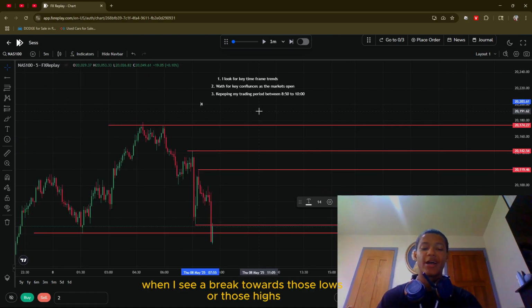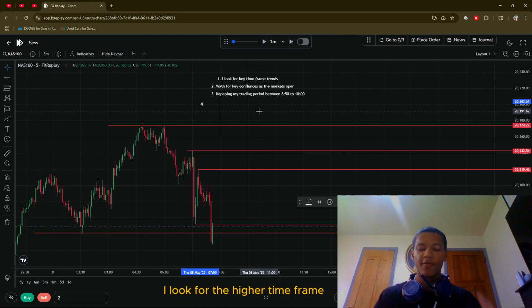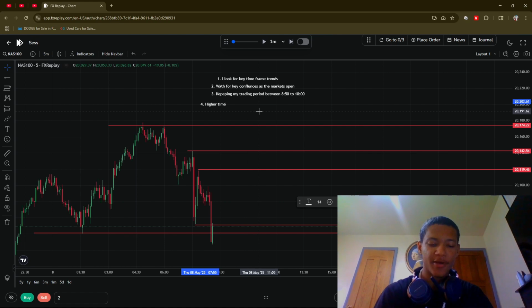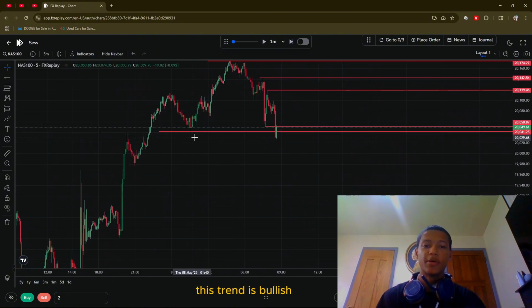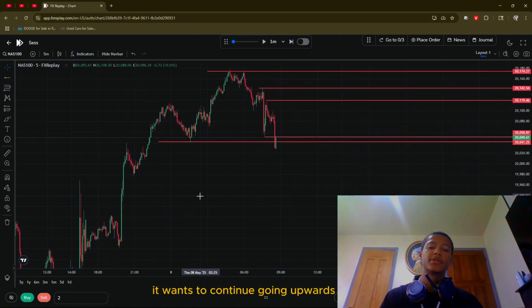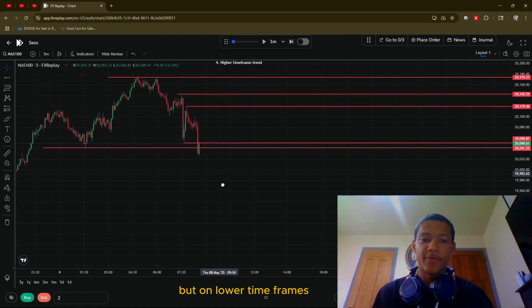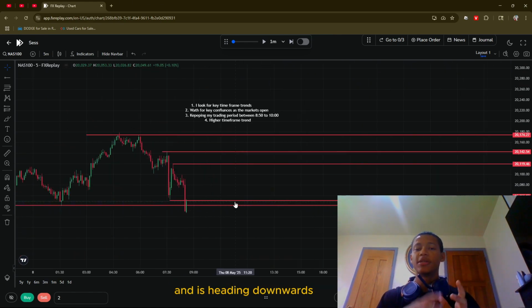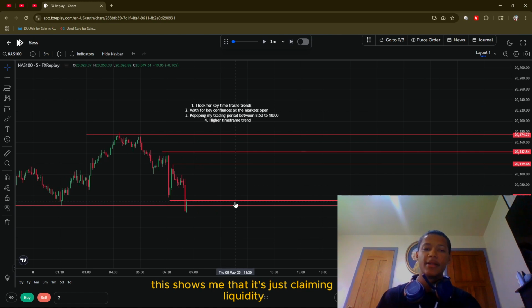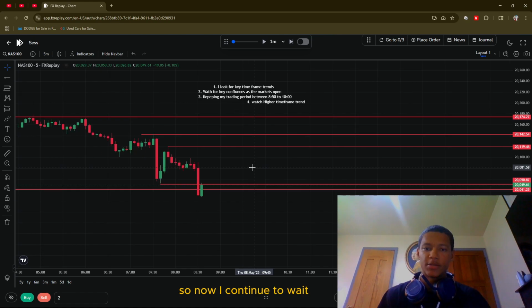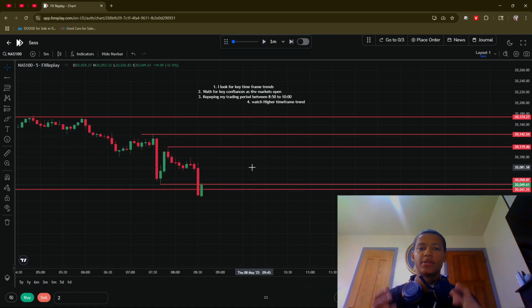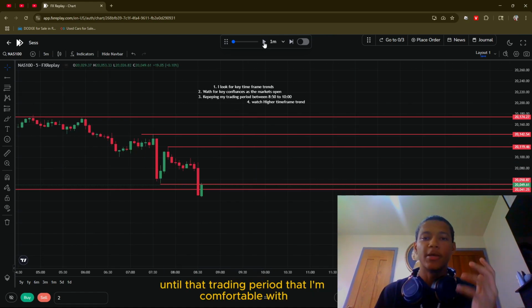Now, number 4, when I see a break towards those lows or those highs, I look for the higher time frame trend. So, as we can see on the higher time frame, this trend is bullish. It wants to continue going upwards. But on lower time frames, we see that it has done a break of structure and is heading downwards. This shows me that it's just claiming liquidity and it wants to do a reversal back to the uptrend. So now I continue to wait until that trading period that I'm comfortable with is hit.